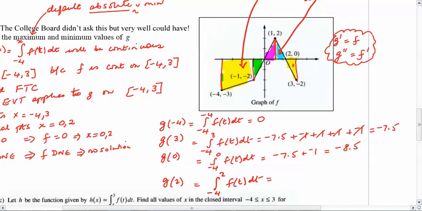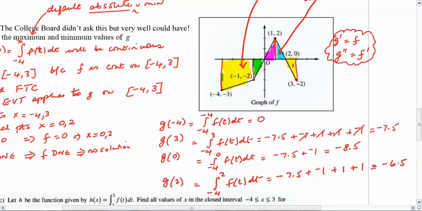Let's follow that. We're going left to right, so -7.5 because the yellow trapezoid's underneath the x-axis, -1 from the green triangle, +1 for the pink, +1 for the turquoise, and then we're done at this point. That's going to give me -6.5.